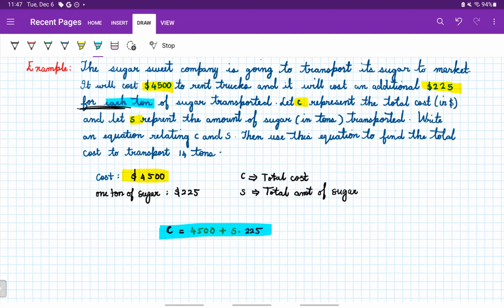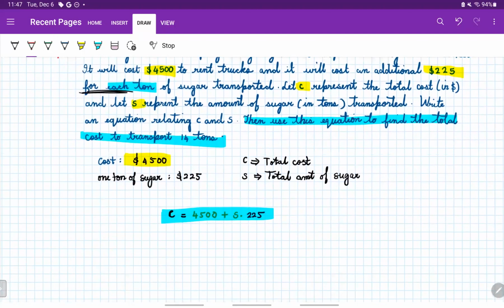And then the last part of the question here is asking us to use the equation to find the total cost to transport 14 tons. So we are given S is 14 now, and we are asked to find what is C given S is 14. So that would mean C equals 4500 plus 14 times 225.